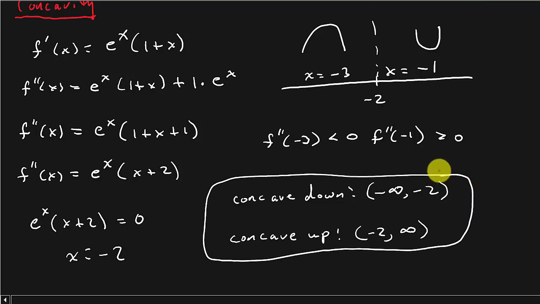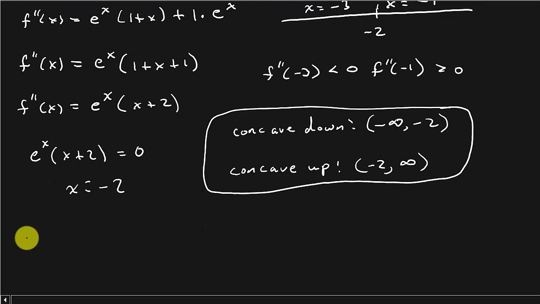All right, so we got to use all this stuff to sketch our graph. Now we're looking for inflection points. So where are the inflection points? Well, the inflection points, that's where it changes concavity. Well, where does it change concavity? At -2. It changes from concave down to concave up. So we've got inflection points.